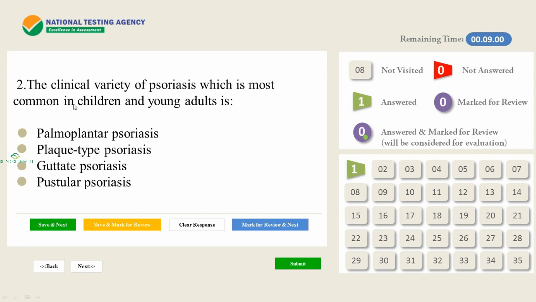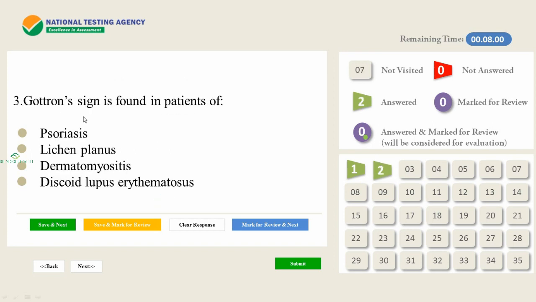So second question, the clinical variety of psoriasis which is most common in children and young adults is palmoplantar psoriasis, plaque type psoriasis, guttate psoriasis, pustular psoriasis. Gottron's sign is found in patients of psoriasis, lichen planus, dermatomyositis, discoid lupus erythematosus.